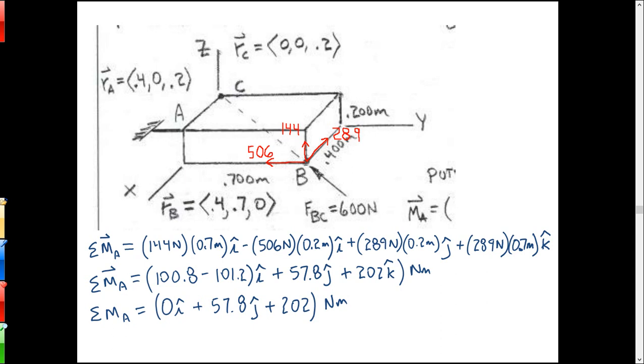Now look at what's happening there with the x component. Why did I write down 0 there? What's going on there? I multiplied the numbers. I got 100.8 minus 101.2. It's rounding error, and I knew it, so I just said it's 0. Okay, it's just rounding. And you just kind of knew it was rounding error. Because of the previous one, I knew there wasn't any x moment, so I knew that had to be rounding error, so I just zeroed it out.